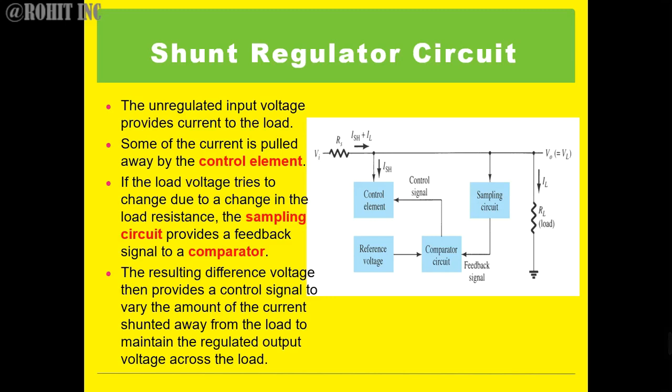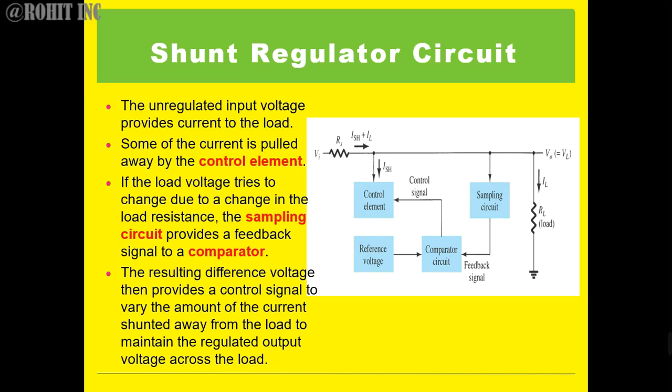Now here come the shunt regulators. In the shunt regulator, the unregulated input voltage provides the current to the load. Some of the current is pulled away by the control element. If the load voltage tries to change due to a change in the load resistance, the sampling circuit provides a feedback signal to the comparator. The resulting difference voltage then provides a control signal to vary the amount of current shunted away from the load to maintain a regulated output voltage across the load.